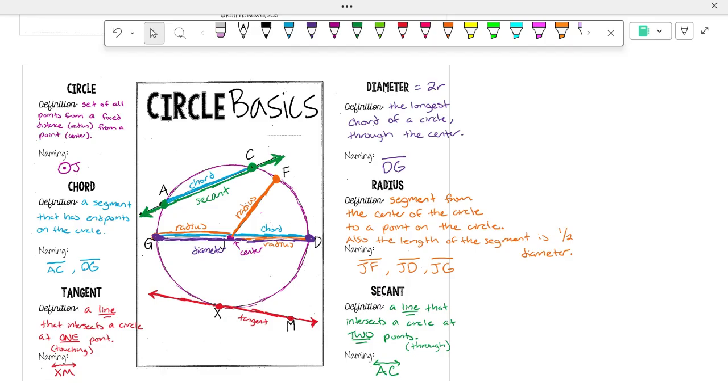Good? All right, is everyone good with the circle basics? Do I need to leave it up any longer? All right.